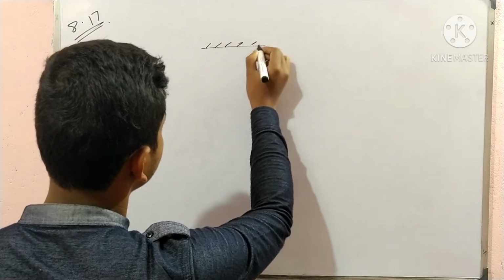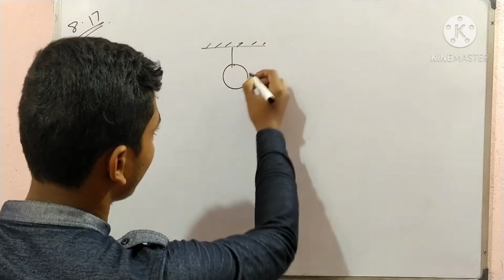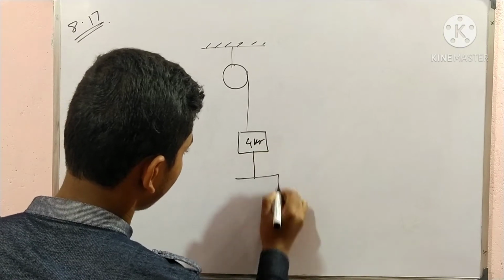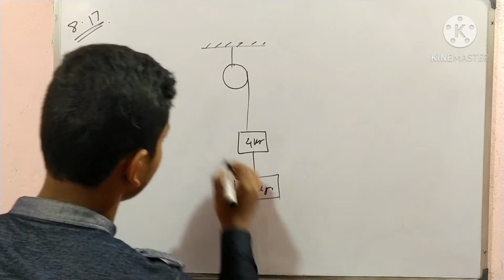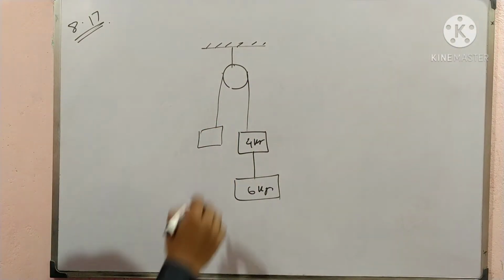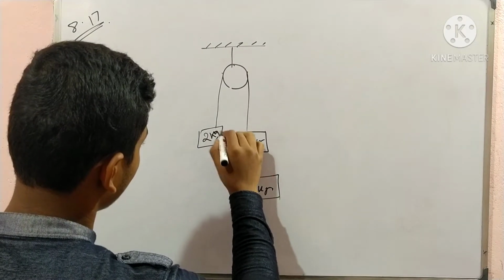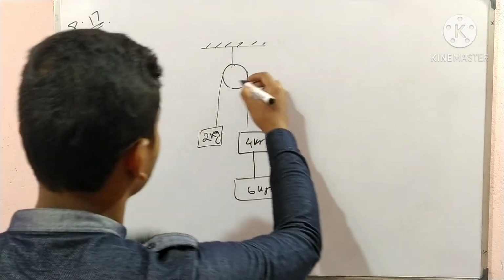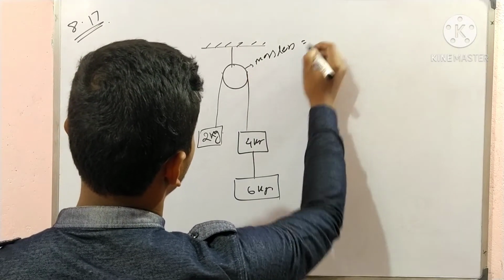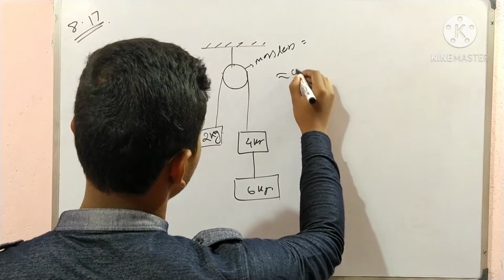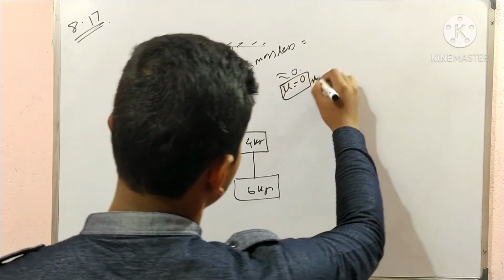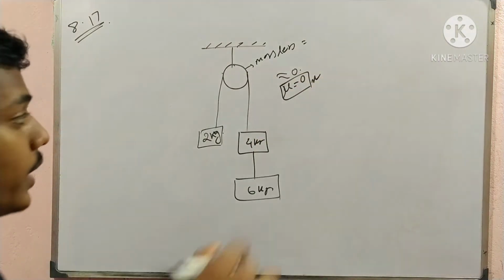Here we will take a pulley, and here they have masses of 4 kg, another mass of 6 kg, and here a mass of 2 kg. Now this pulley is massless. The mass of the pulley is approximately 0, and the friction will also be 0, meaning this pulley is frictionless.